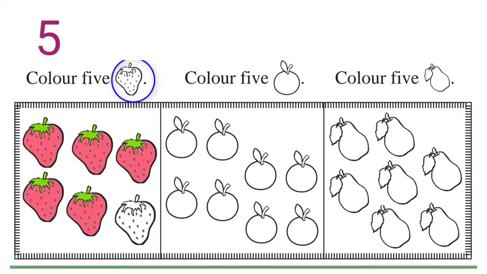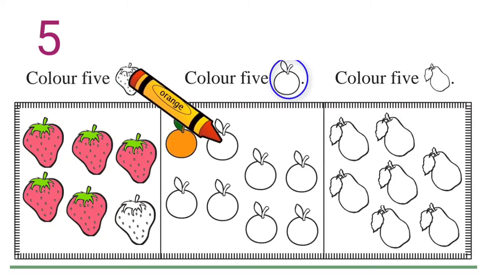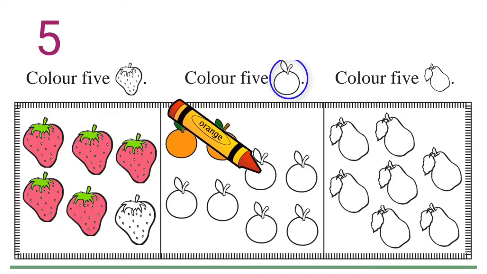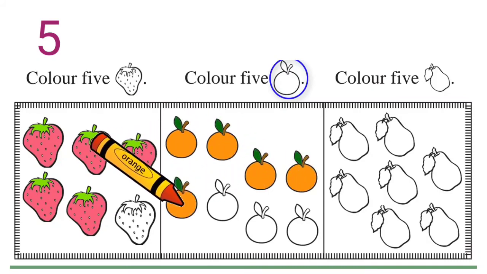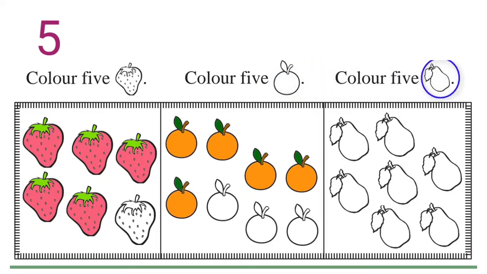Very good. And this is the picture of orange. We have to color 5 oranges. Very good. Let's color each. 1, 2, 3, 4, 5. Very good. Very nice.